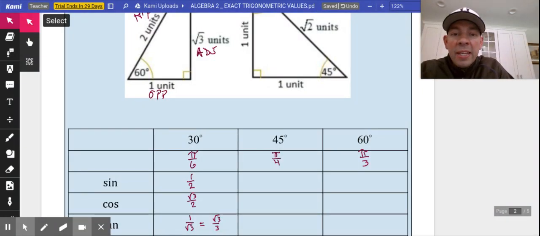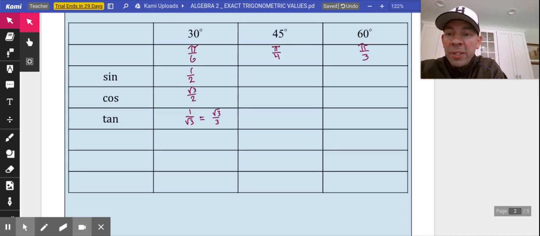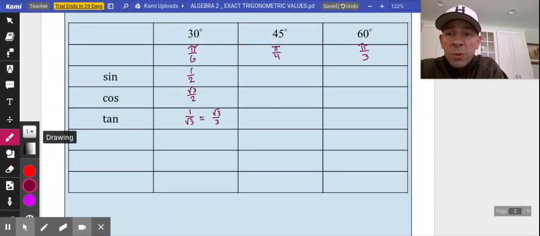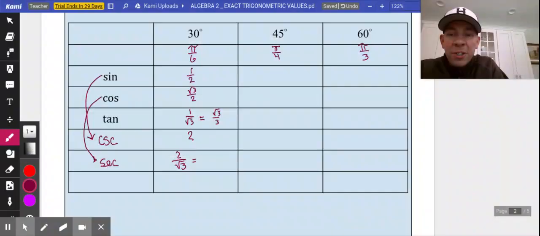Now, the other thing we might as well cross off our list while we're at it is our reciprocal functions. So the reciprocal of sine is going to be cosecant, and so it's 2 over 1, or just 2. The reciprocal of cosine is going to be secant, so it would be 2 over radical 3. And once you rationalize that, you're going to get 2 radical 3 over 3. And last but not least, the reciprocal of tangent is going to be cotangent. So if I reciprocate this one, I'm just going to get radical 3.